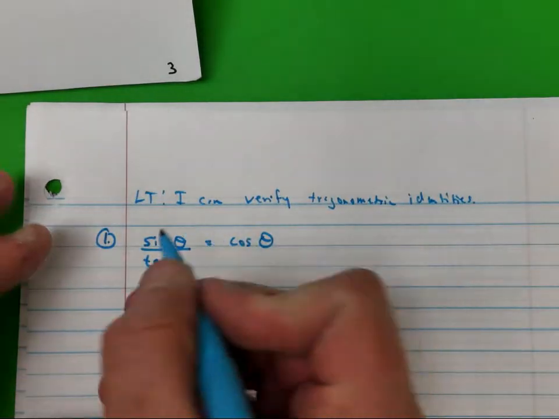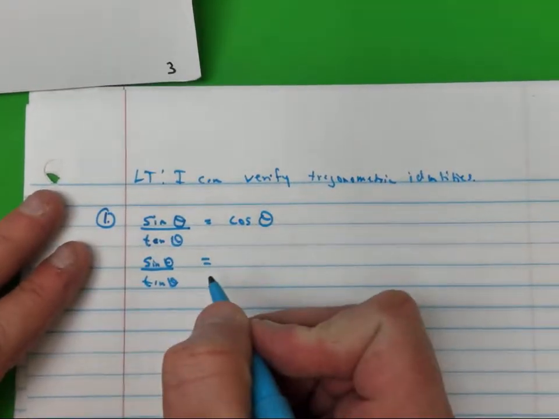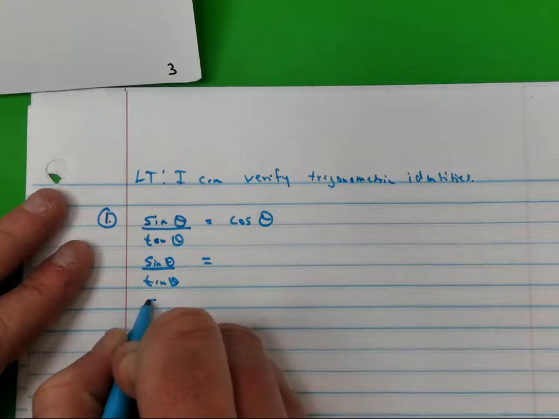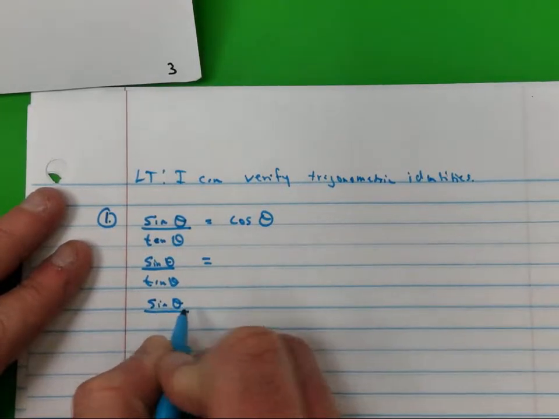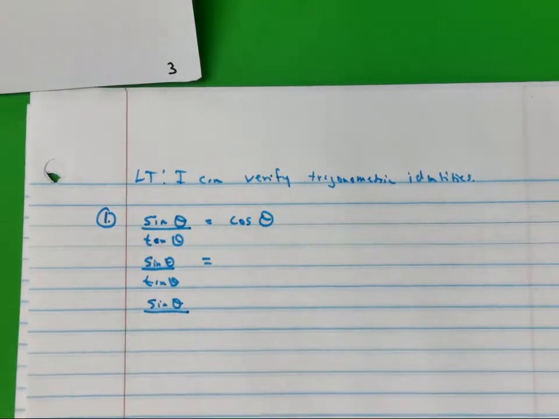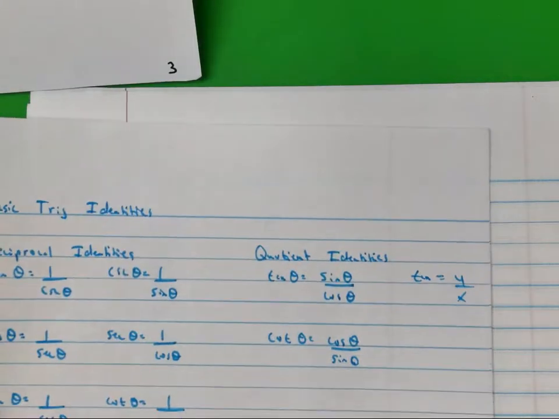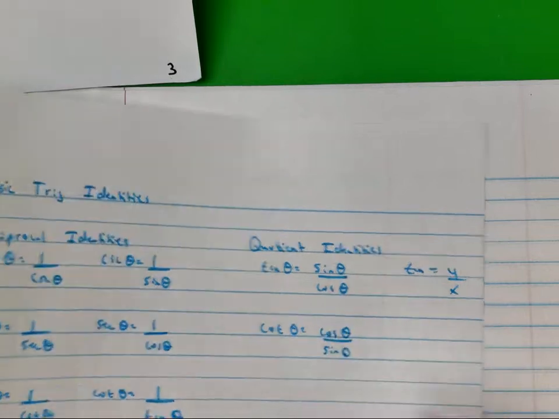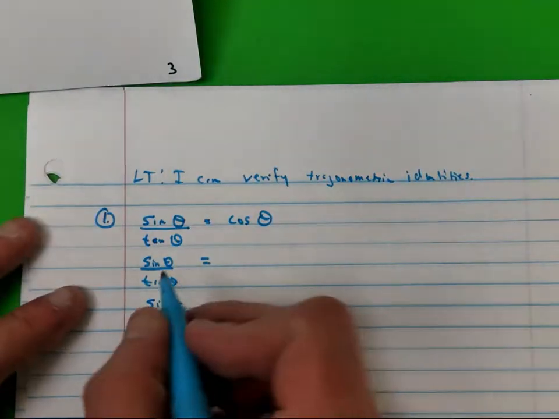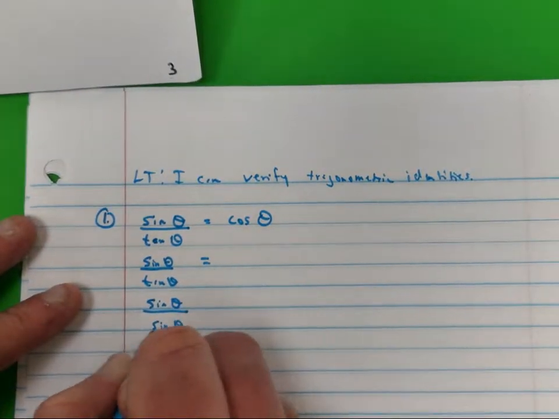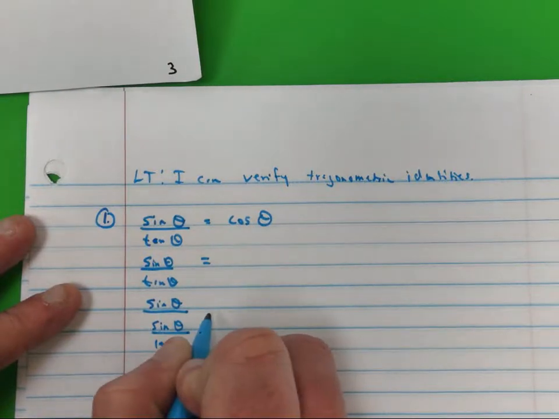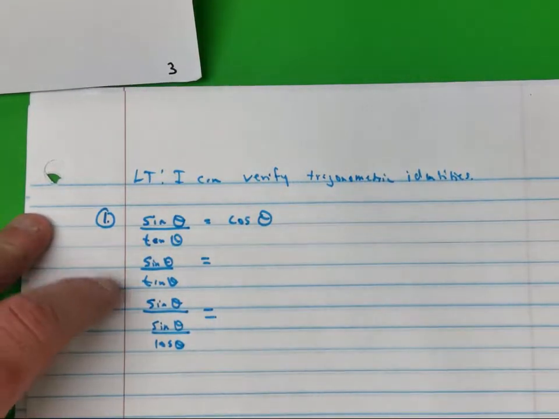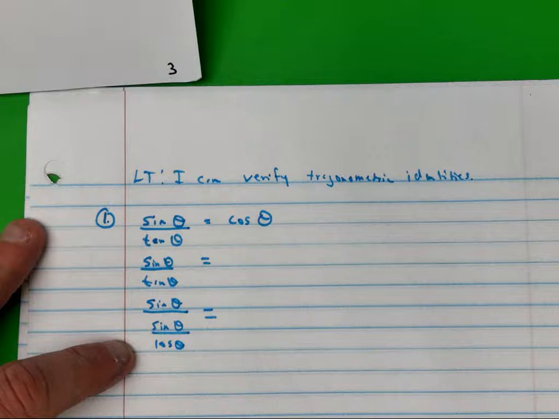Okay, sine is pretty simple. Can't do anything with that. But I could break tangent down using the quotient identity. Using this identity, I'm going to rewrite it. I rewrote tangent theta as sine over cosine.